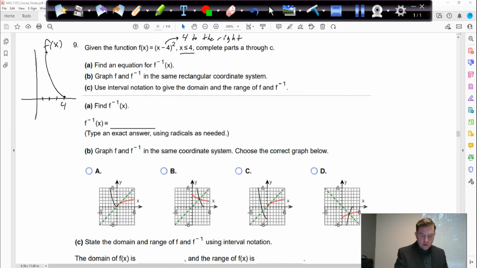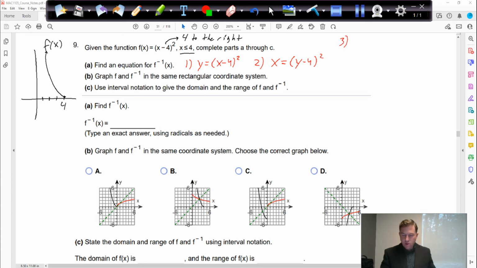So step 1 is replace f of x with y. Step 2 is swap x and y, so it's now x equals (y minus 4) squared. Step 3 is solve for this y. So to solve for that y, we have to unbury it from the square. To get rid of that square, we're going to take the square root. But if you're writing a square root, you have to also add plus or minus.